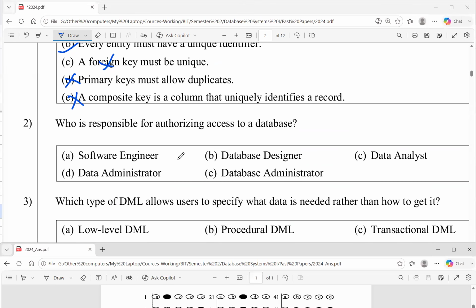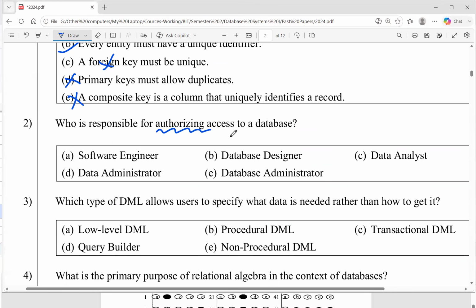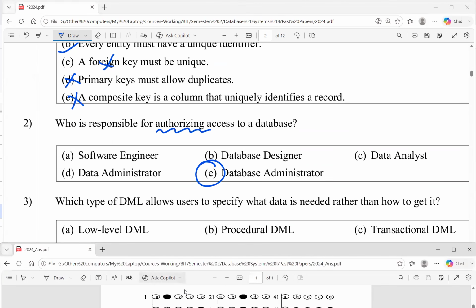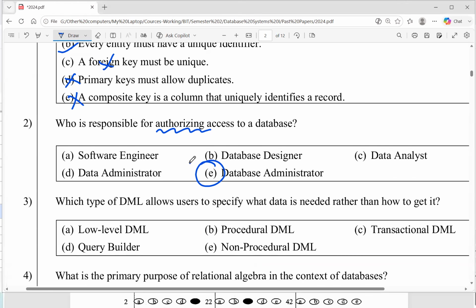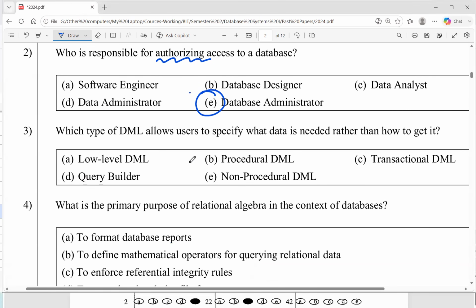Second one. Who is responsible for authorizing access to a database? Usually a database is under the database administrator. The operation of the database is under the database administrator. So it's not data administrator, database administrator. So the answer must be E.